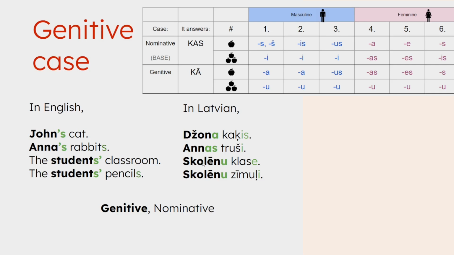Then we have, of course, our skoleniu and skoleniu, and then you just add on the nominative forms. So very simple.